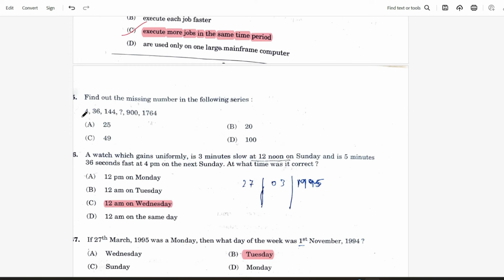About question number 65, there is a conflict in finding the pattern, because every number is a square, like 2 square, 6 square, 12 square. If we consider 20 square, then it should be 400 here. Then this is 30 square, this is 42 square, but there is no 40 here.